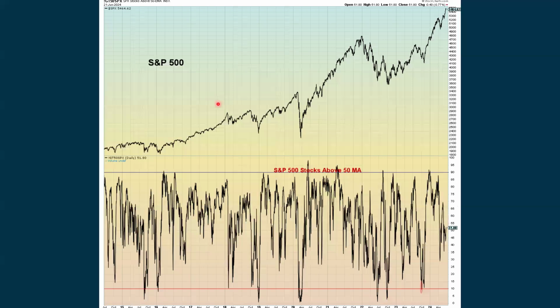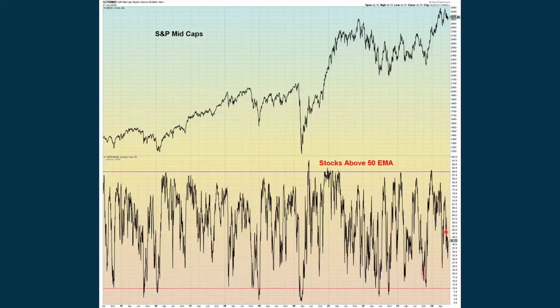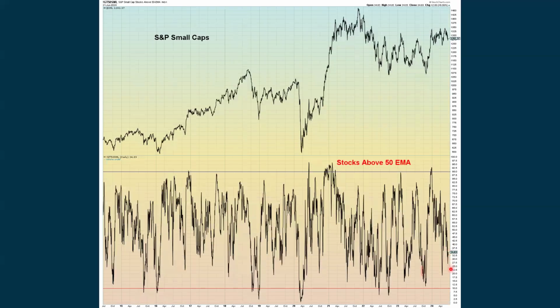Doing that same thing with the S&P, the stocks above their 50-period moving average, we had been turning more negative. We were dropping below 50. Now we're just barely starting to go back above 50. And that's positive. But we're just a little bit above 50 with the mid caps. But we had been seeing some weakness here. And we're looking pretty weak here when we look at those stocks in the small caps that are above their 50-day moving average. That's below 50 as well.